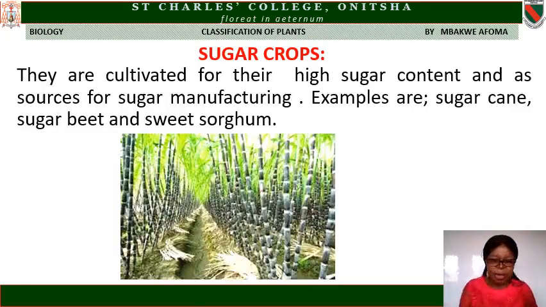Then we have sugar crops. The sugar crops are being cultivated because of their high content of sugar. So those sugar contents are being sold as a raw material in the sugar producing industry. Examples of them are sugar cane, as you can see in the diagram. We have sugar beets, this one that is called beetroot. We have also sweet sorghum. All of them have high sugar content and they are being used in the industry to produce sugar.